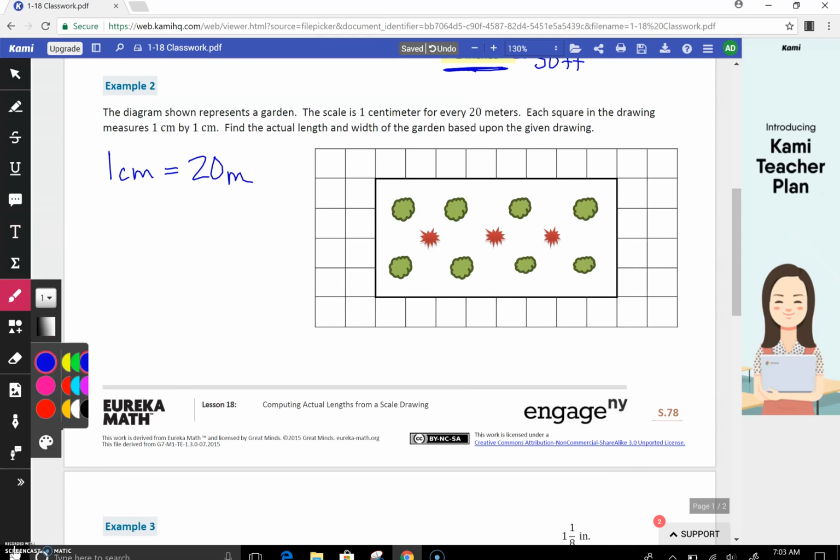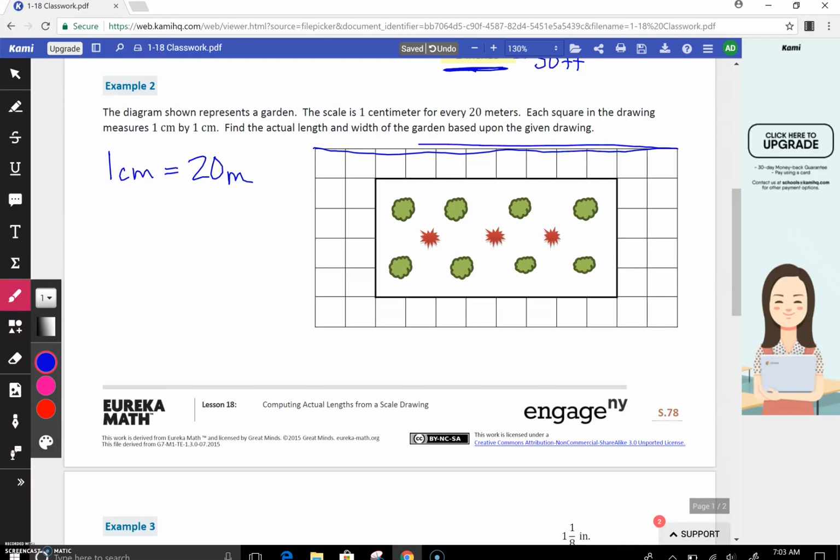Now you got to be careful here, because we're going to find the length and width of just the garden, so we're not looking at this outside edge. We're just looking at these edges around the garden here. Okay, so its length and its width.